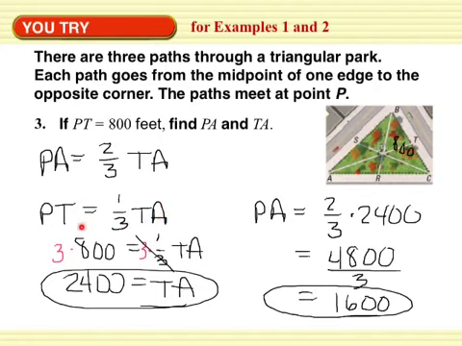So I wrote that down. We know that PT equals 800. 1/3 TA. I multiplied both sides by 3 and solved for TA. Then I went back to the original equation, plugged in TA. Okay, PA equals 2/3 of TA, and I solved for PA.